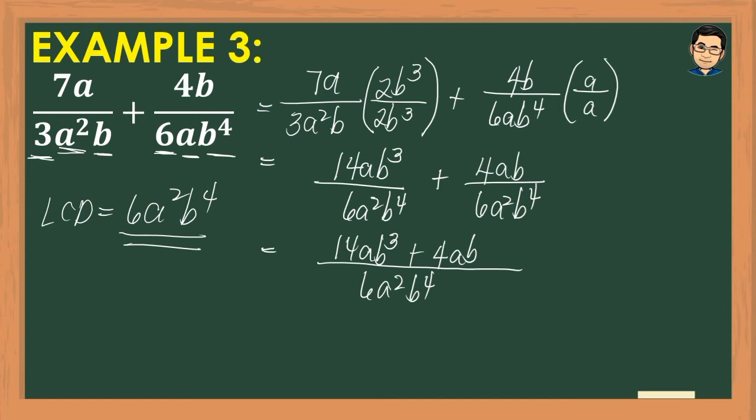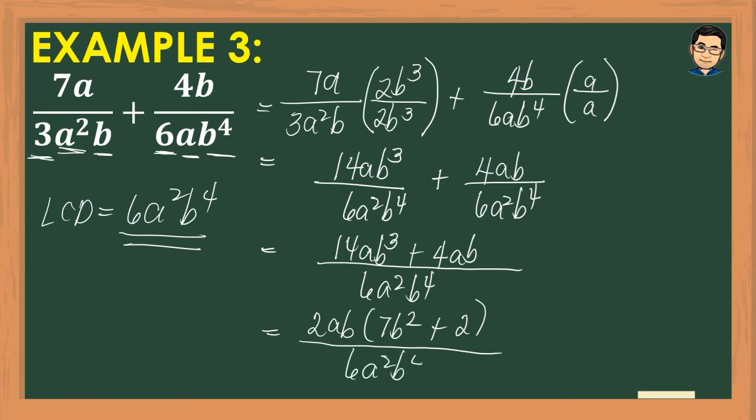Now, so pwede natin i-factor yung 14ab cubed tsaka 4ab. Okay, so ang greatest common monomial factor, dun sa 14 and 4 muna, 2. And then dun sa a, and then sa b, b. Okay, so 14ab cubed divided by 2ab, that is 7b squared plus 4ab divided by 2ab, that is 2. Tapos yung ab, makakancel na. And then over 6a squared b to the 4th power.